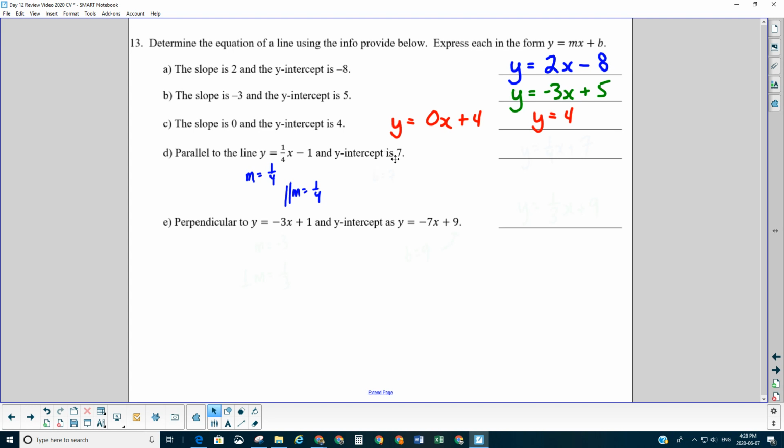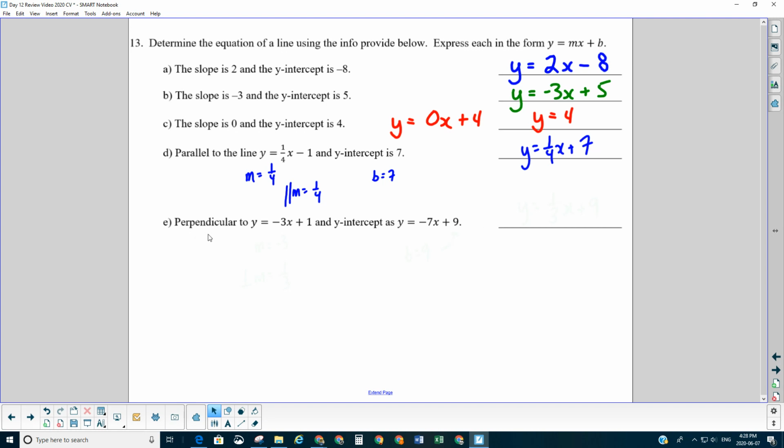And then the second part of the clue, well, that's not very exciting. It just tells you that b is 7. And so now you finish off just like you did up here. The equation is 1/4 is the slope, and the b is 7. So it's just y equals 1/4 x plus 7.